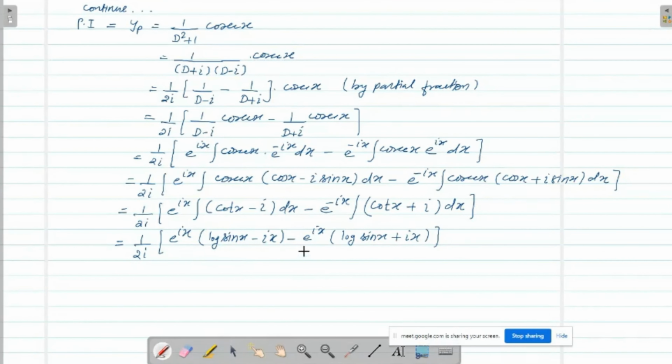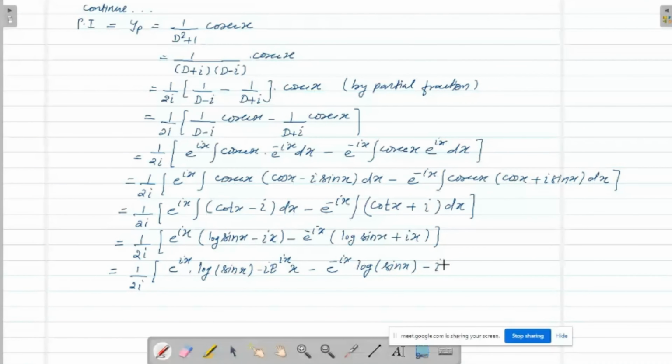Okay. Now what is common over here? See here, this is minus e raised to minus ix, because of the minus sign over here. So what is common? Just multiply inside. So this equals 1 upon 2i, e raised to ix into log of sin x minus e raised to ix, here i into x. Okay. And minus e raised to minus ix log of sin x and minus ix e raised to ix.